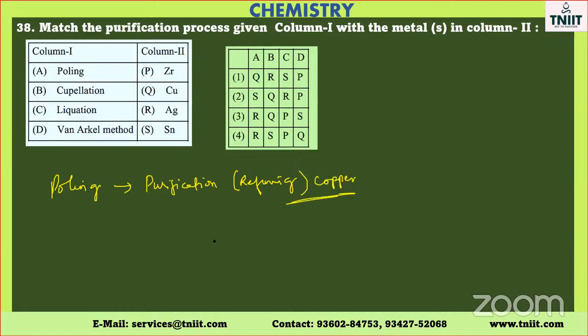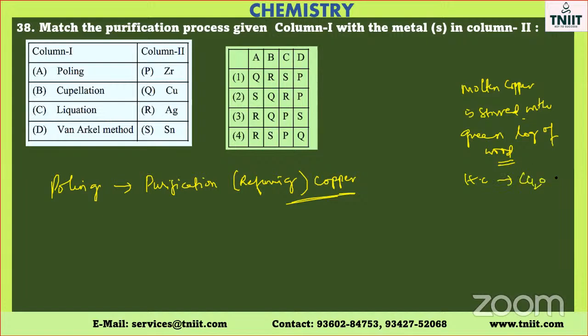Copper metal is refined with poling. What is poling? Molten copper is stirred with green logs of wood. When this is stirred with green logs of wood, the hydrocarbons present in the wood will reduce any oxides of copper to copper, pure copper. So this is poling. Poling is done for purification of copper.